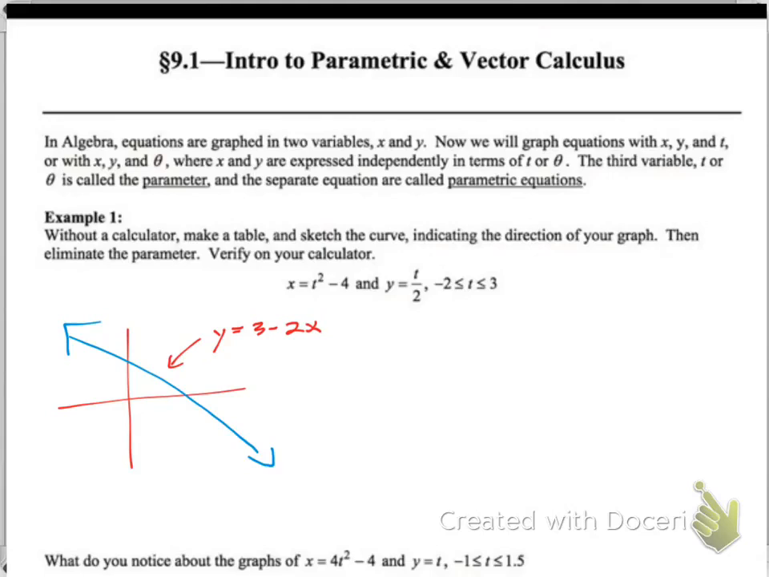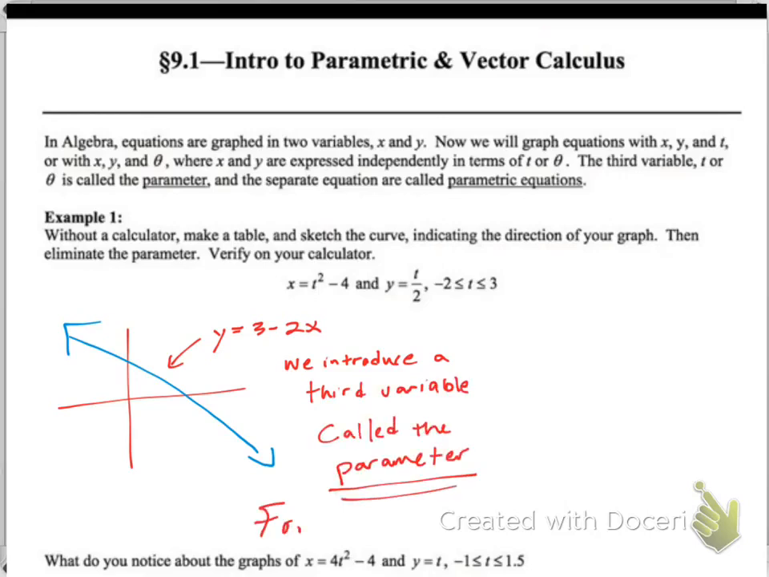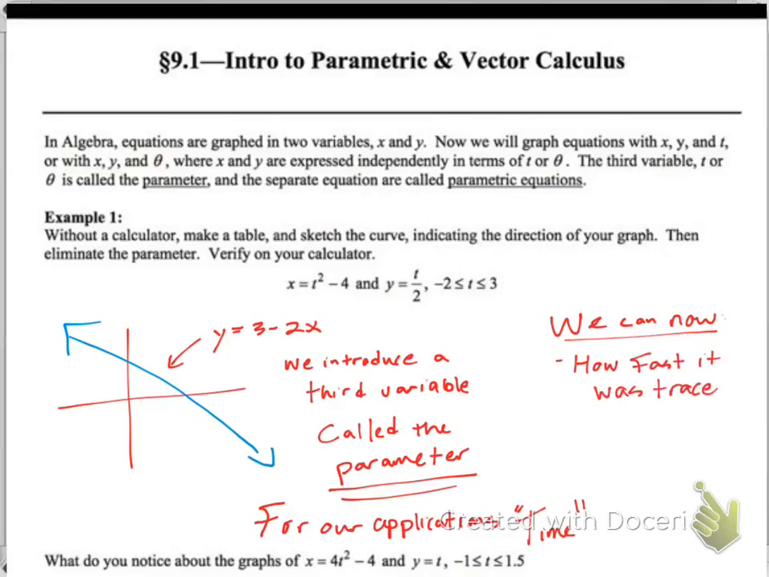So let's move forward to this example here. I'm just rewriting what I just said, but with a third variable called the parameter, and it usually has to do with time for us, and that's just the BC standard. Now I think we can talk about how fast it was traced and in what direction, and that's where we're going to go with this.